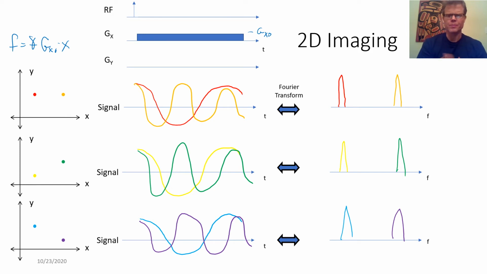So how are we going to resolve this? We need to go from the 1D frequency encoding to some sort of 2D imaging to distinguish these different types of objects.